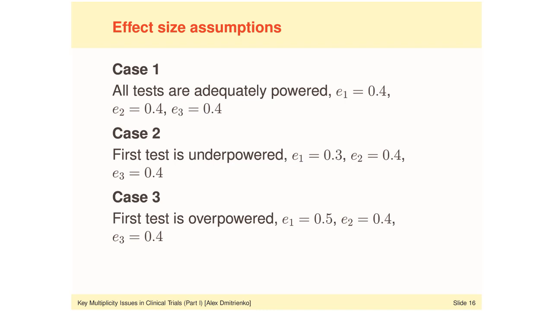Specifically in case 2, the first endpoint is underpowered, the effect size is down to 0.3, and marginal power for this endpoint as a result drops to 55%. And in case 3, the first endpoint is overpowered, the true effect size is now 0.5, which brings marginal power for that endpoint test to 94%. Let us see now how this affects power for the other endpoint tests if we apply the fixed sequence procedure.